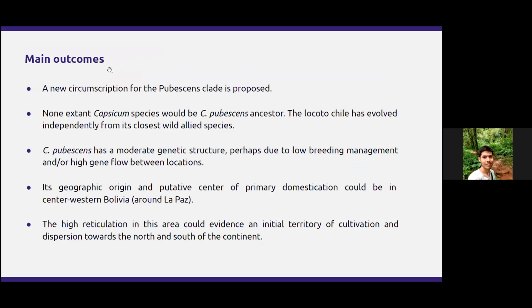So the main outcomes of this ongoing research: a new circumscription for the pubescens clade is proposed. The closest non-extant Capsicum species would be the Capsicum pubescens ancestor, and locoto chili has evolved independently from its closest wild species. Capsicum pubescens has a moderate genetic structure, perhaps due to low breeding management and or high gene flow between locations, which could be expressed in the high genetic admixture that we found in the bar plots and in the phylogenetic network, for example. And the geographic origin of pubescens and putative center of primary domestication could be in central western Bolivia around La Paz, and the high reticulation in this area could evidence an initial territory of cultivation and dispersion towards the north and the south.